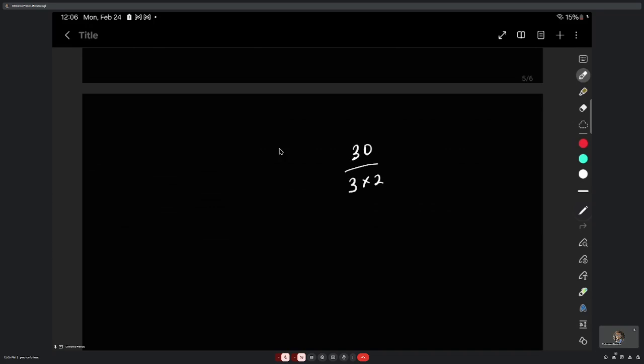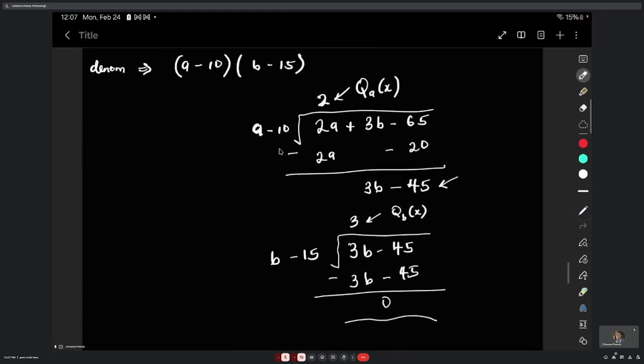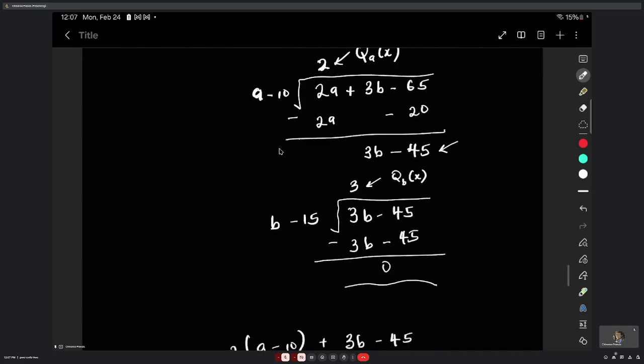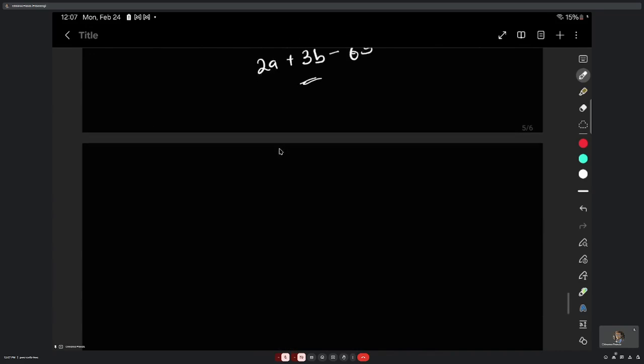So I'm now saying that since we started with a minus 10, can we start with b minus 15? Then let's see whether we still get the same answer. If we do b minus 15, the remainder will have no b in it, right? Then we'll now do a minus something. If we do that, we're still going to get 0 as a remainder. But let's try it. The both of them are factors.